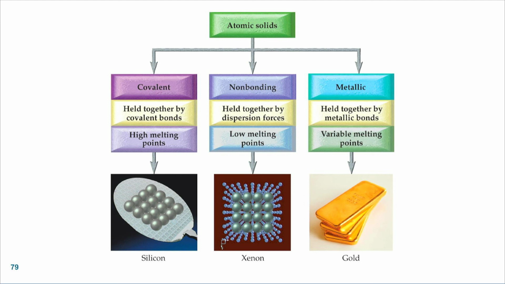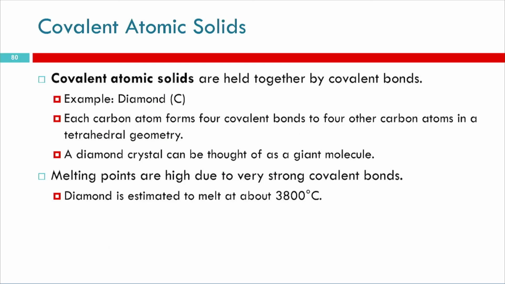Again, mercury is a liquid at room temperature. But then you can have something like iridium, which has an incredibly high melting point. I think the highest melting point, maybe it's osmium, has a higher melting point of the elements.